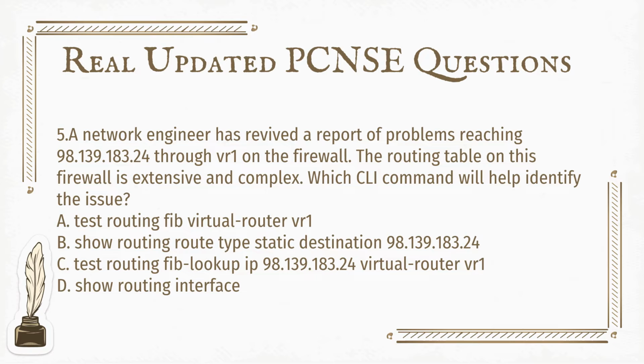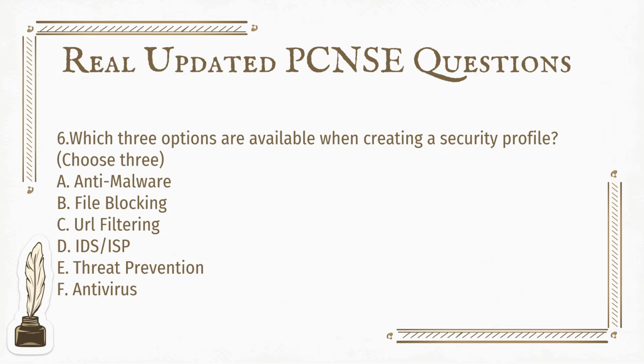A. Test routing fib virtual router VR1. B. Show routing route type static destination 98.139.183.24. C. Test routing fib-lookup ip 98.139.183.24 virtual router VR1. D. Show routing interface.